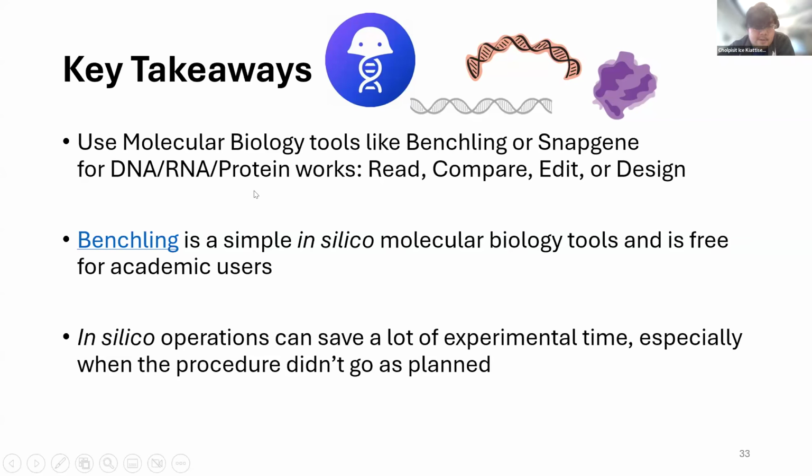So these are the key takeaways. I want to make sure that after listening to this talk, you recognize that we can use these two tools, Benchling or SnapGene, to compare DNA, RNA, and protein information. You can read, compare, edit, or even design them from scratch. Benchling is the one that I would suggest rather than the other ones because it's free. And these in silico operations may take some time for you to go through, but I think it's worth it because if you go through this in silico process, you'll be able to save a lot of lab time, the experiment time you're working inside the lab space.